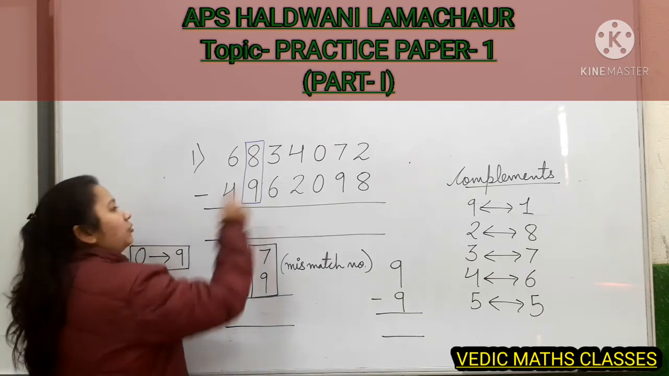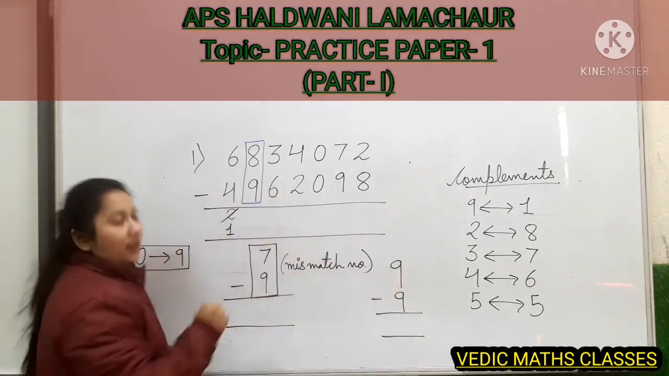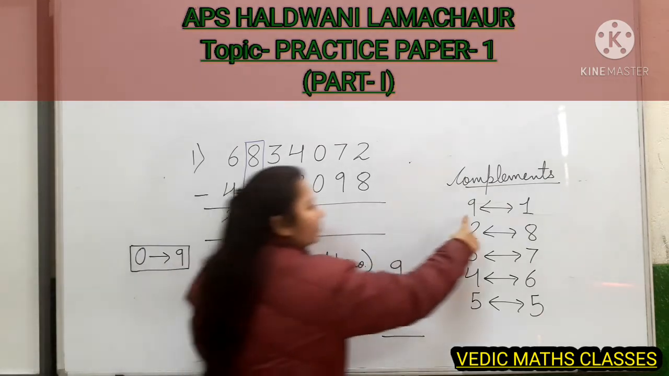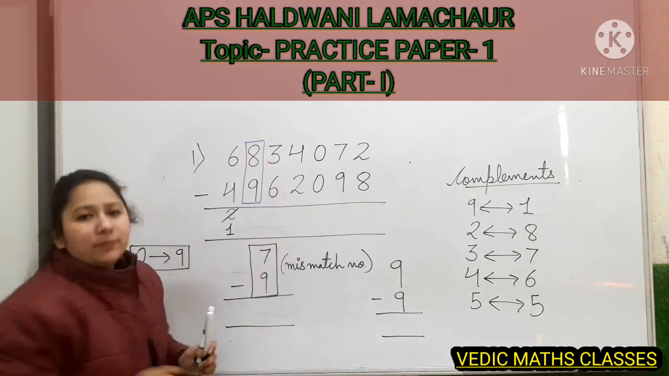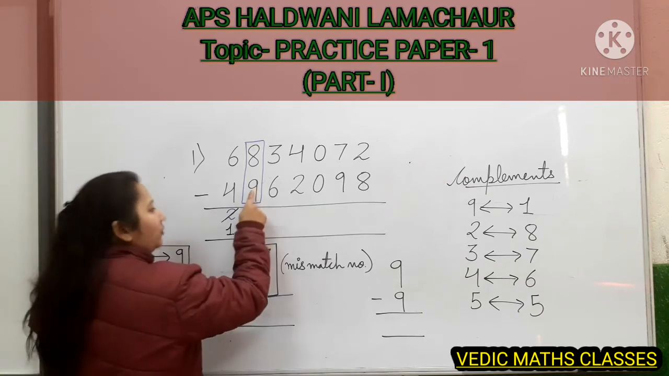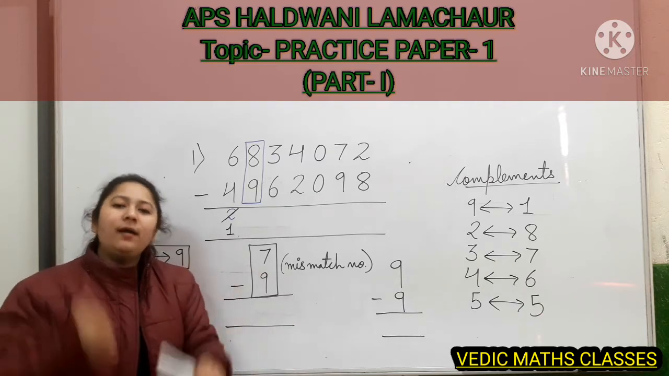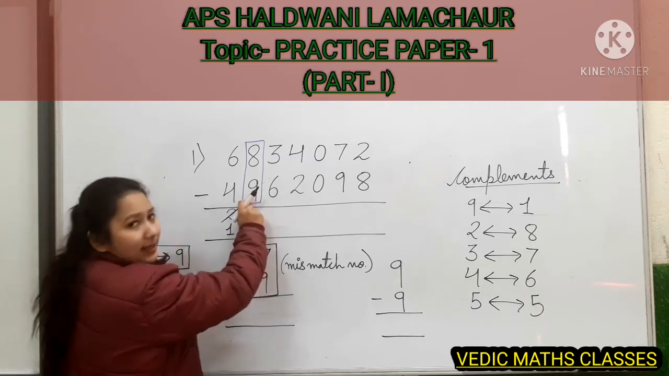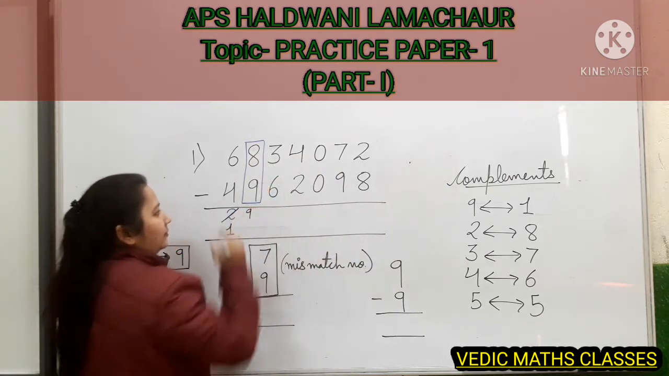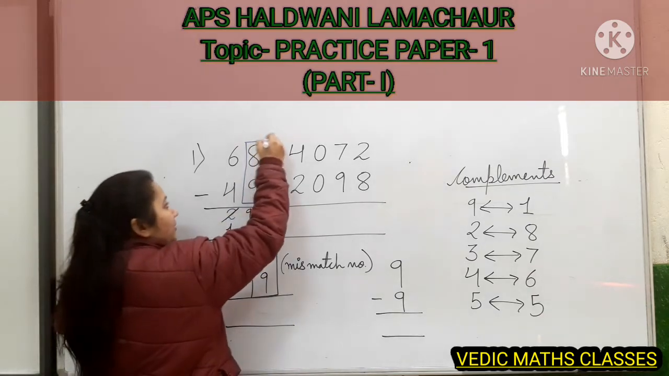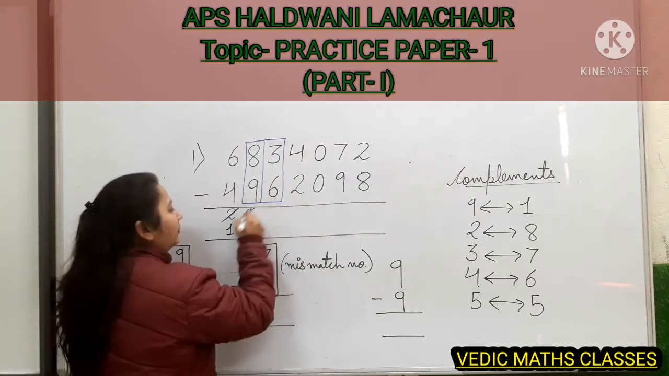Now next. Now, how to solve this mismatch number? See, we will take the help of complements. Now, what is the complement of 9? 1. So, 1 is the complement of 9, then 1 you will add in the up number. Means, first of all, you will find out the complement of the lower digit. Then, whatever is the complement, you have to add that complement in the upper digit. Now, 9 has the complement 1. Now, 1 plus 8, it's 9. Now, you can see that your next number is also a mismatch number. So, this 9 will become 8.